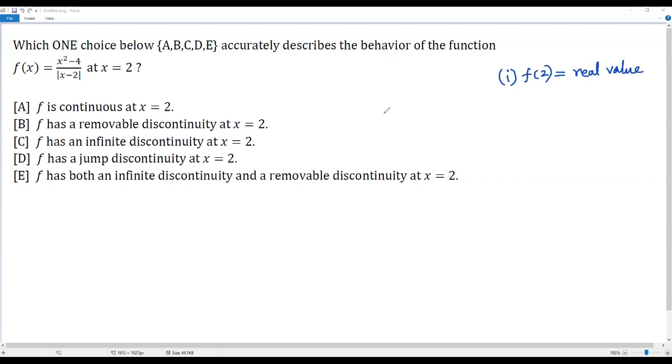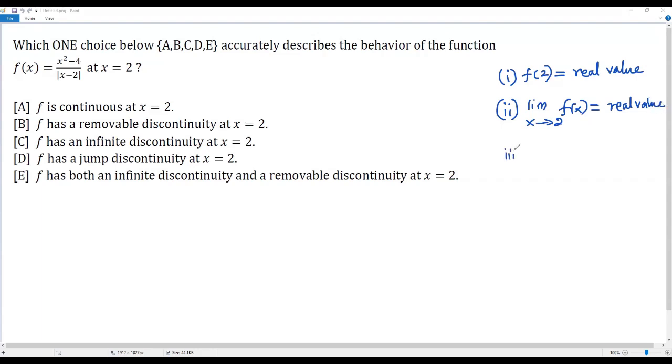When the first condition is met, we go to the second condition. I have to evaluate the limit of the function at the given value of x, that is, the limit as x tends to 2 of f of x. I have to evaluate this limit, and I must get a real value as a result.